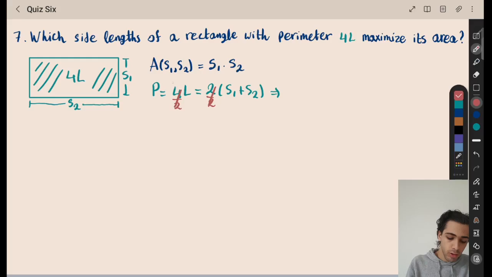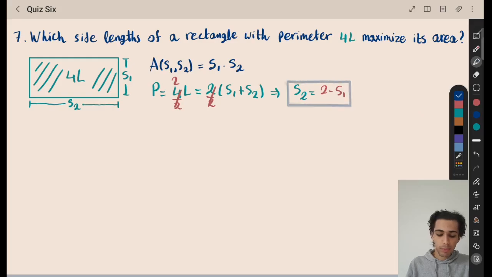This goes away, becomes 2L. So 2L is equal to S1 plus S2. Let me write S2 is going to be equal to 2L minus S1. I just solved for S2. And then that's amazing because now, using the constraint, I was able to reduce my two variable function into a one variable function, and you will see why this is true in one moment.